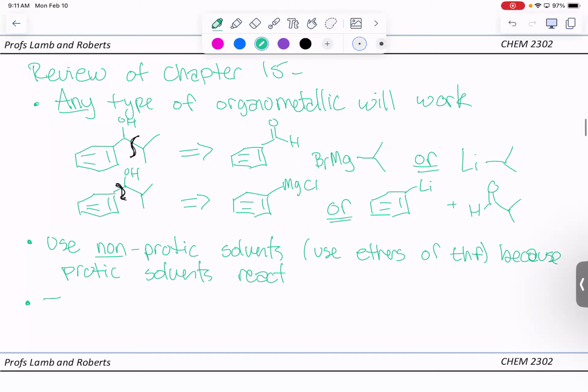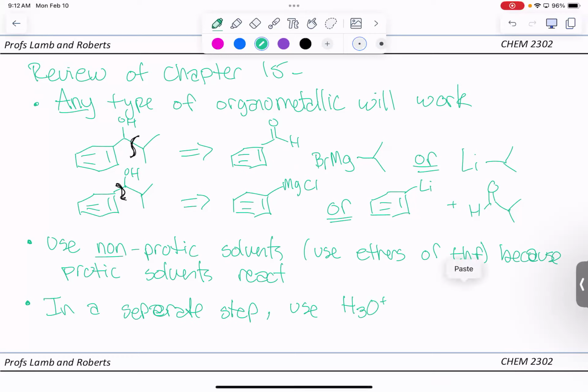So in a separate step, not the same one, in a separate step, we use H3O plus, or whatever acid you want, HCl, sulfuric acid, doesn't matter to me, or water, to protonate to form the final alcohol.